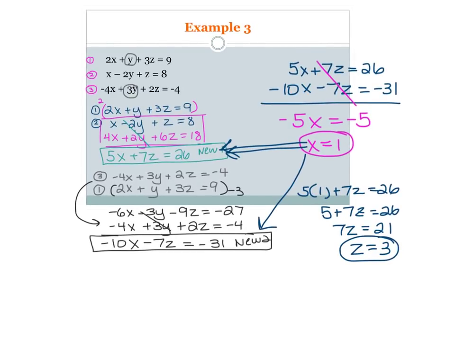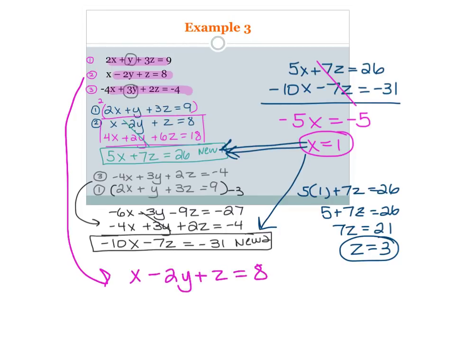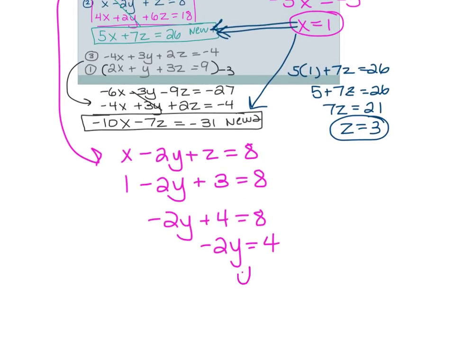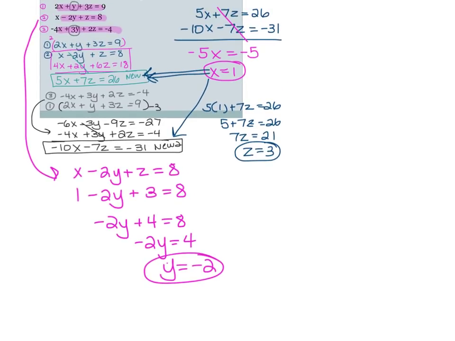To get the last one, I have to plug it into one of the original equations. And again, it doesn't matter which one, so I'm going to pick 2 because there's fewer coefficients. x minus 2y plus z equals 8. x is 1, y is unknown, plus z, which is 3, equals 8. Negative 2y plus 4 equals 8. Negative 2y equals 4, and y equals negative 2. And then my answer goes in order: x, then y, then z.